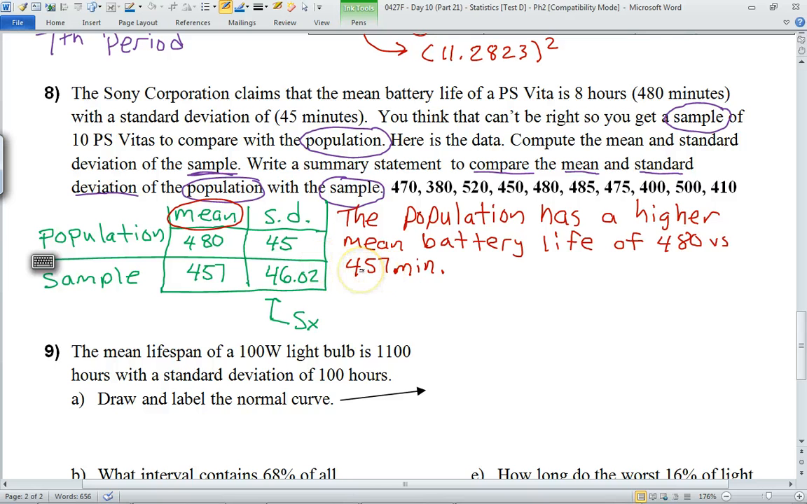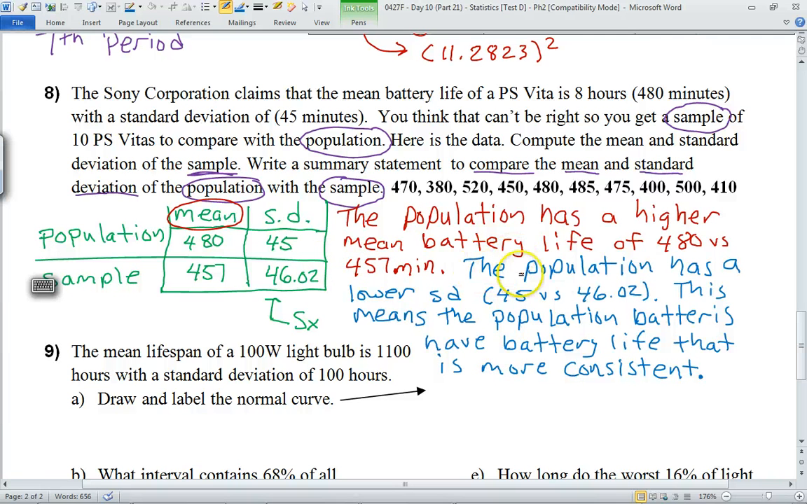I'm going to write the sentence off camera, but you think about it. So the population has a lower standard deviation, 45 versus 46. This means that the population, whoa, left out a letter there. This means that the population batteries have battery life that is more consistent. Alright? Lower standard deviation means more consistent. I could have said it the other way, and I could have said that the sample had a higher standard deviation. Then I would have said this means that the sample battery life is more inconsistent, or it's more variable. Anyway, that's it for number 8.